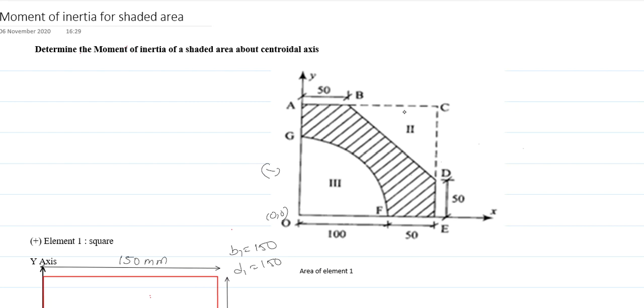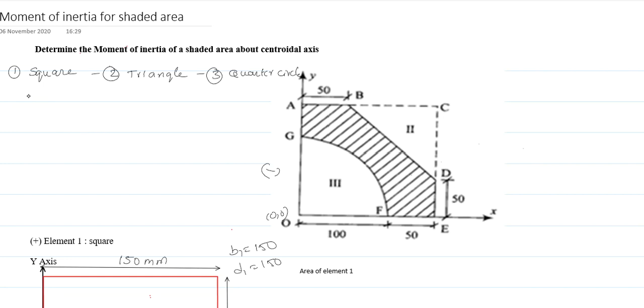BCD is the triangle and OGF is nothing but our quarter circle. That means in this figure we are going to use element 1 as the square. From the square I am going to subtract element 2, the triangle, and again I am going to subtract element 3, the quarter circle, right? So that is our aim.